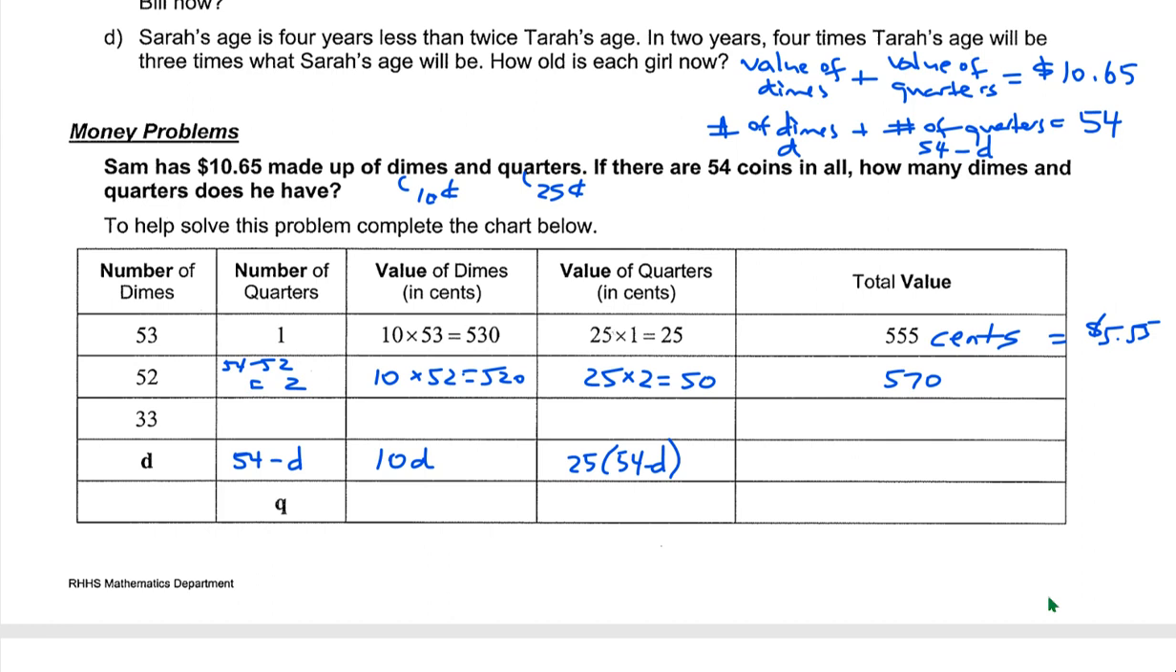What if instead of using a variable for the number of dimes, you decided to use a Q for the number of quarters? Okay, so if you have Q quarters, how many dimes do you have? Well, in total, you have 54 coins, so to figure out how many dimes is just 54 minus Q. Okay, what's the value of dimes you have? Well, it's 10 cents times the number of dimes.